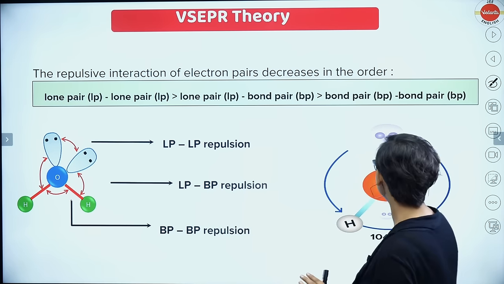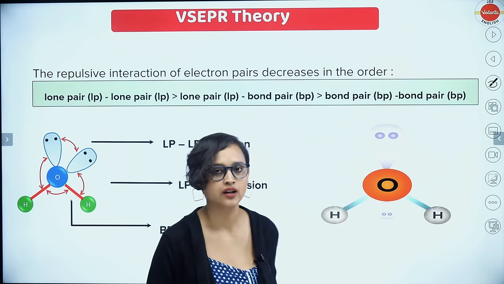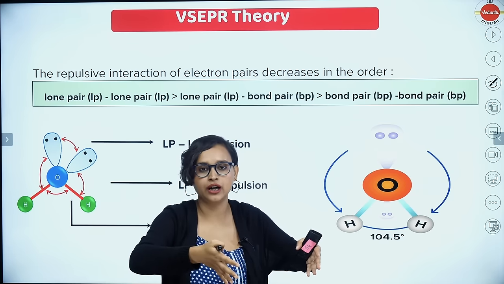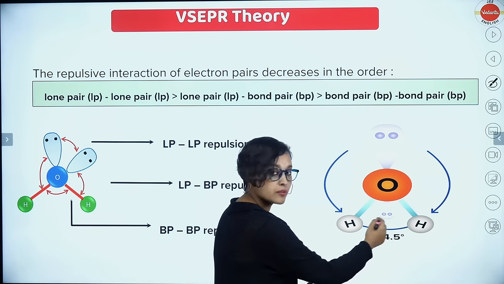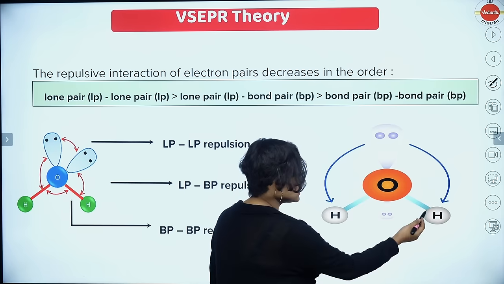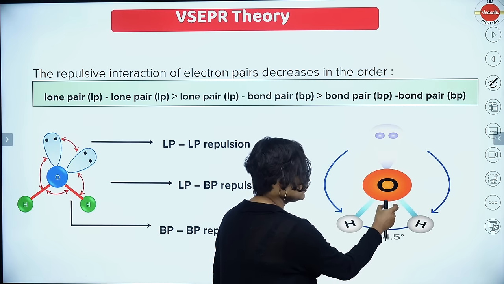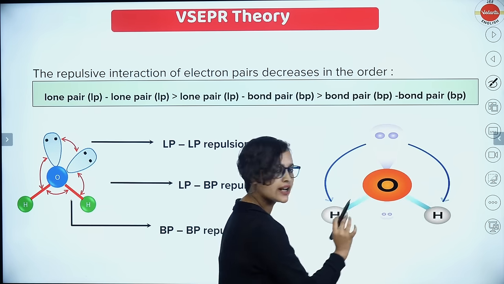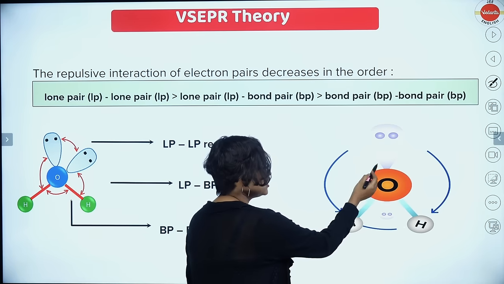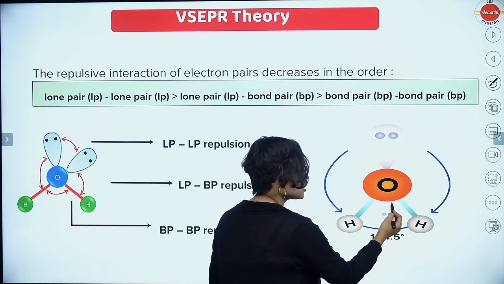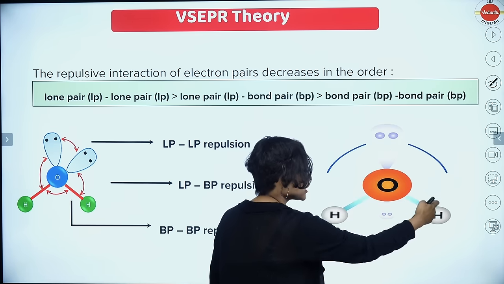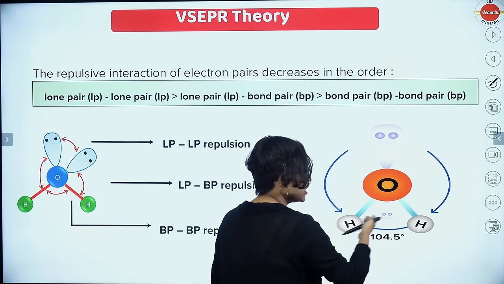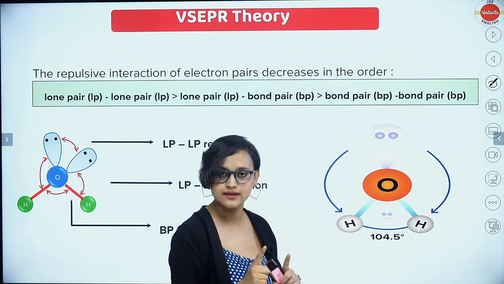Now coming to VSEPR theory, understand this. Take a look at it. Here you have a lone pair. See, this lone pair has pushed the bond pairs together. But because bond pair and bond pair repulsion is less, they can exist with a very small bond angle also, 104.5 degrees. They can exist very nicely, okay? But here, do you see the angle is much wider? Because a lone pair can push the bond pair a little more, but bond pair repulsion is less.